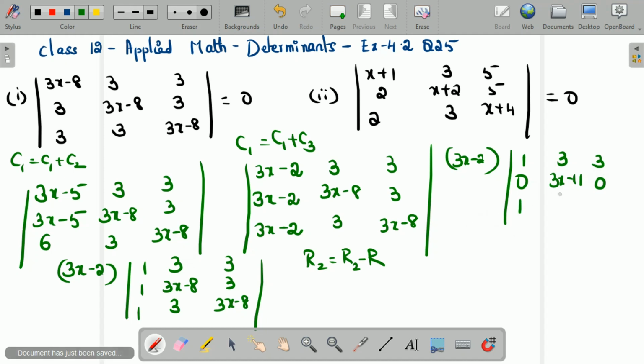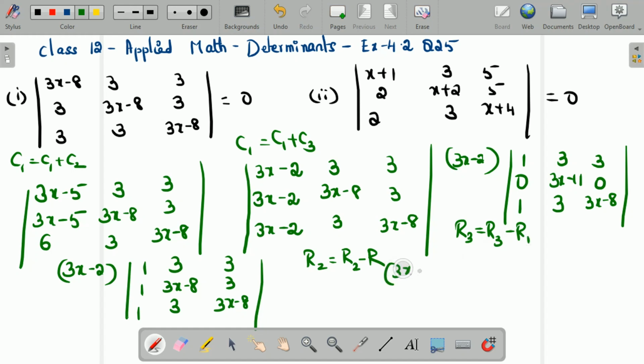So the rest of the row, the next row, I'm just copying it for now. Now in the next transformation, we are going to subtract R3 is equal to R3 minus R1. So in this case, the determinant will become 3x minus 2. Now 1, 3, 3. The second row is 0, 3x minus 11 and this is 0. The third row, now 1 minus 1 is 0, 3 minus 3 is 0. 3x minus 8 minus 3, so it is 3x minus 11.